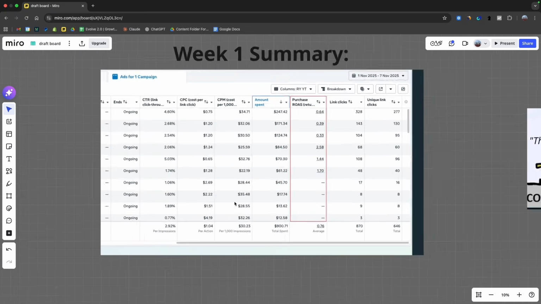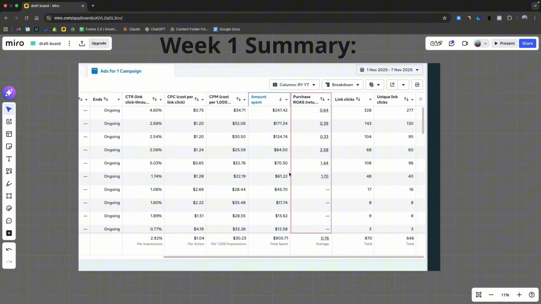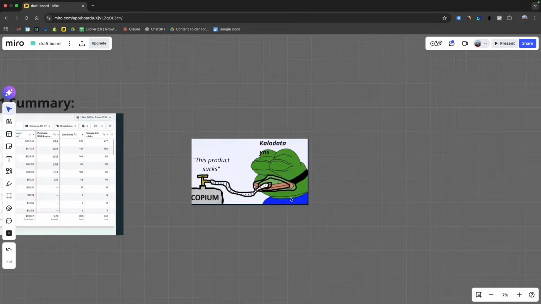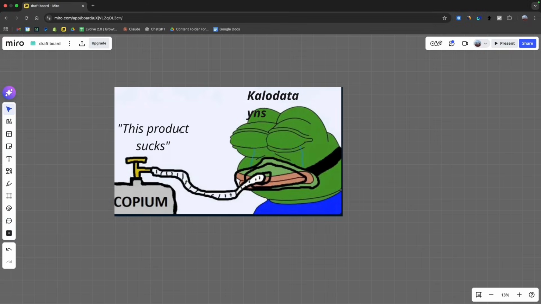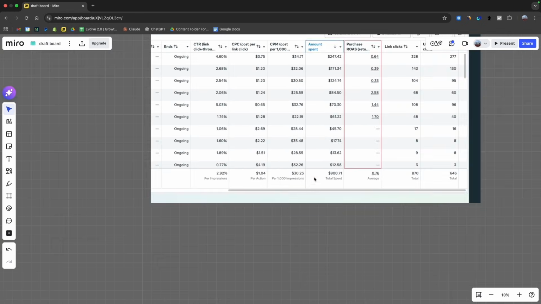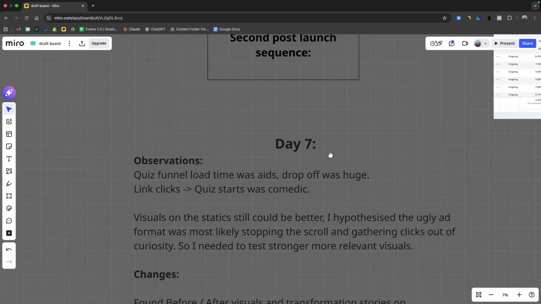You can see here, week 1 summary. This is where a lot of you guys would collapse and fold. We've got 0.76 ROAS here on $900 spent. This is typical for the people who would then say this product sucks, and we're not like that anymore. You know, we're more mature. I don't know why I said that, but anyways.